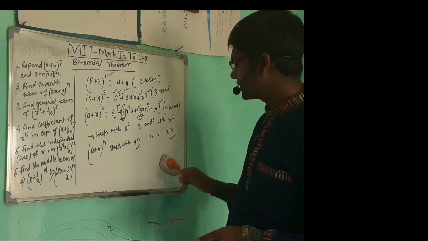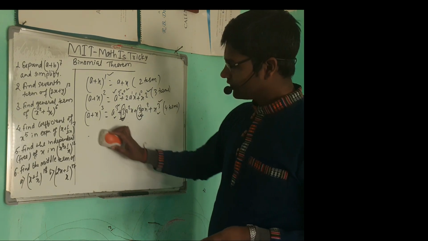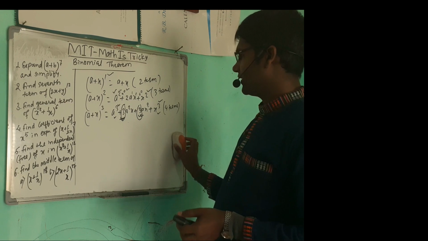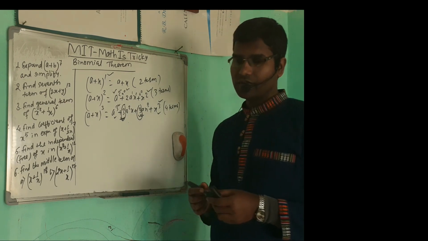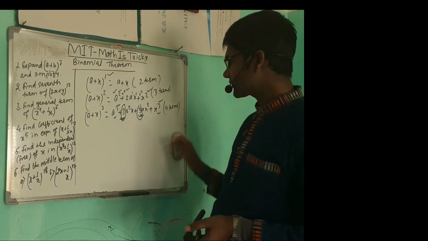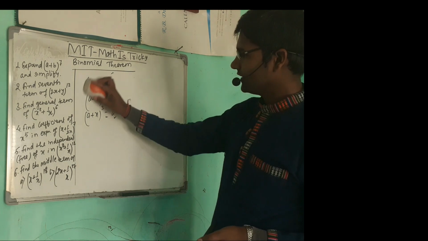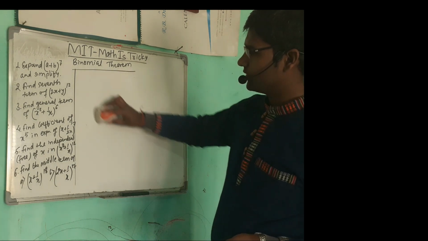These are some important points. Now, how do we write the formula for (a + x) to the power n? I'm not going to prove it, but I'm simply writing the formula and then I'll be solving this problem.